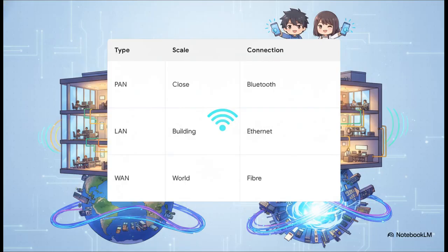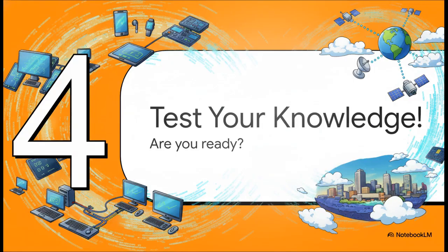Before we move on, let's lock these into our memory really quick. PAN is just a few meters using Bluetooth. LAN covers a single building using Wi-Fi or Ethernet, and WAN covers multiple cities or the whole world using high-speed fiber cables. Take a good mental snapshot of this, because Section 4.